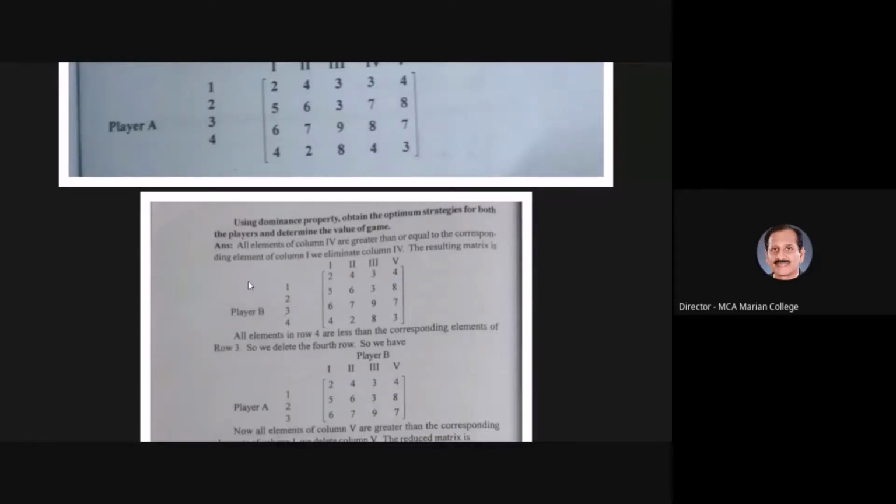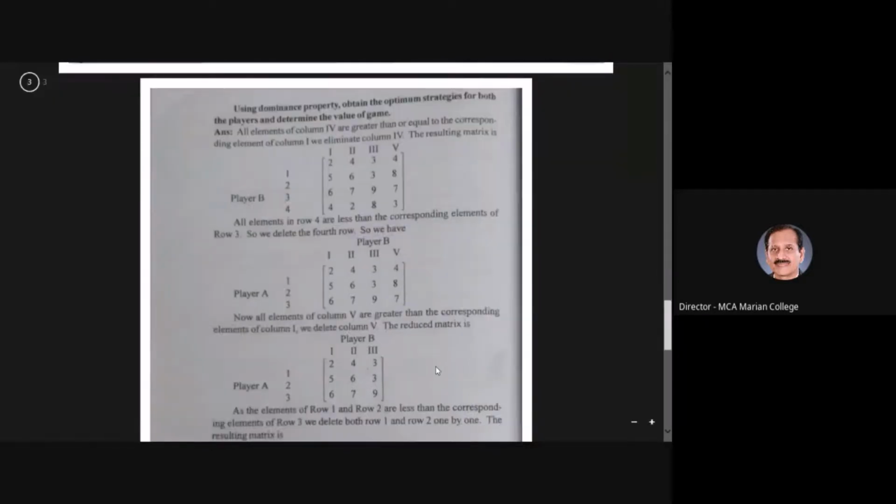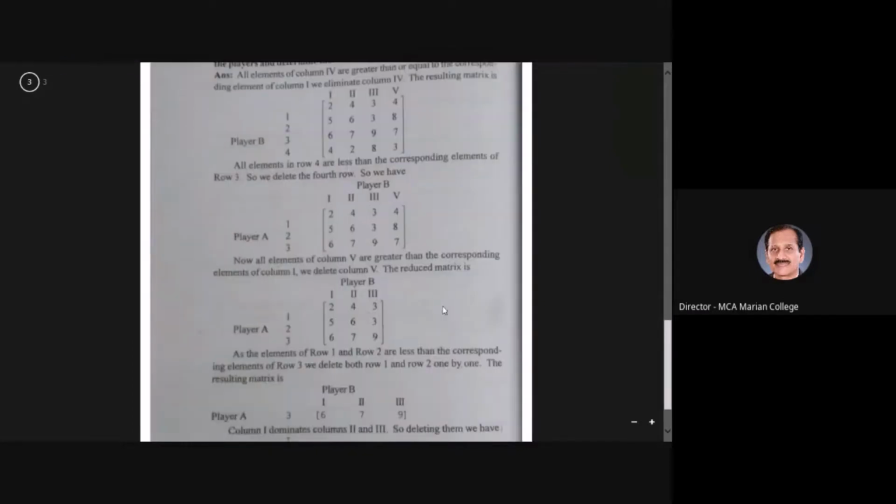So there is no need of keeping row 4 there. We can avoid row 4. In that case, it is again reduced to a 3 by 4 matrix, 3 rows and 4 columns. So we have deleted 1 column and 1 row from the original matrix. Now this is the remaining matrix.